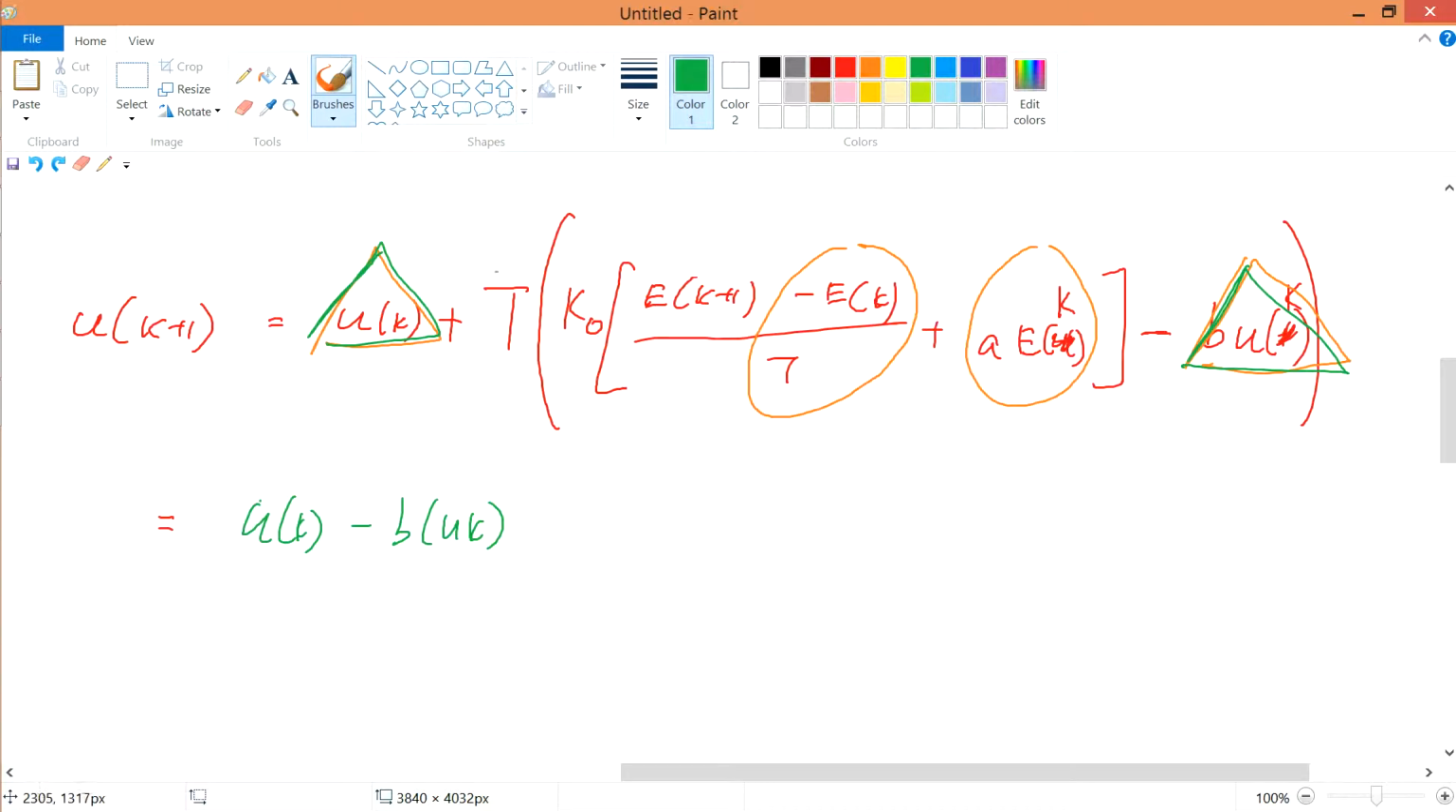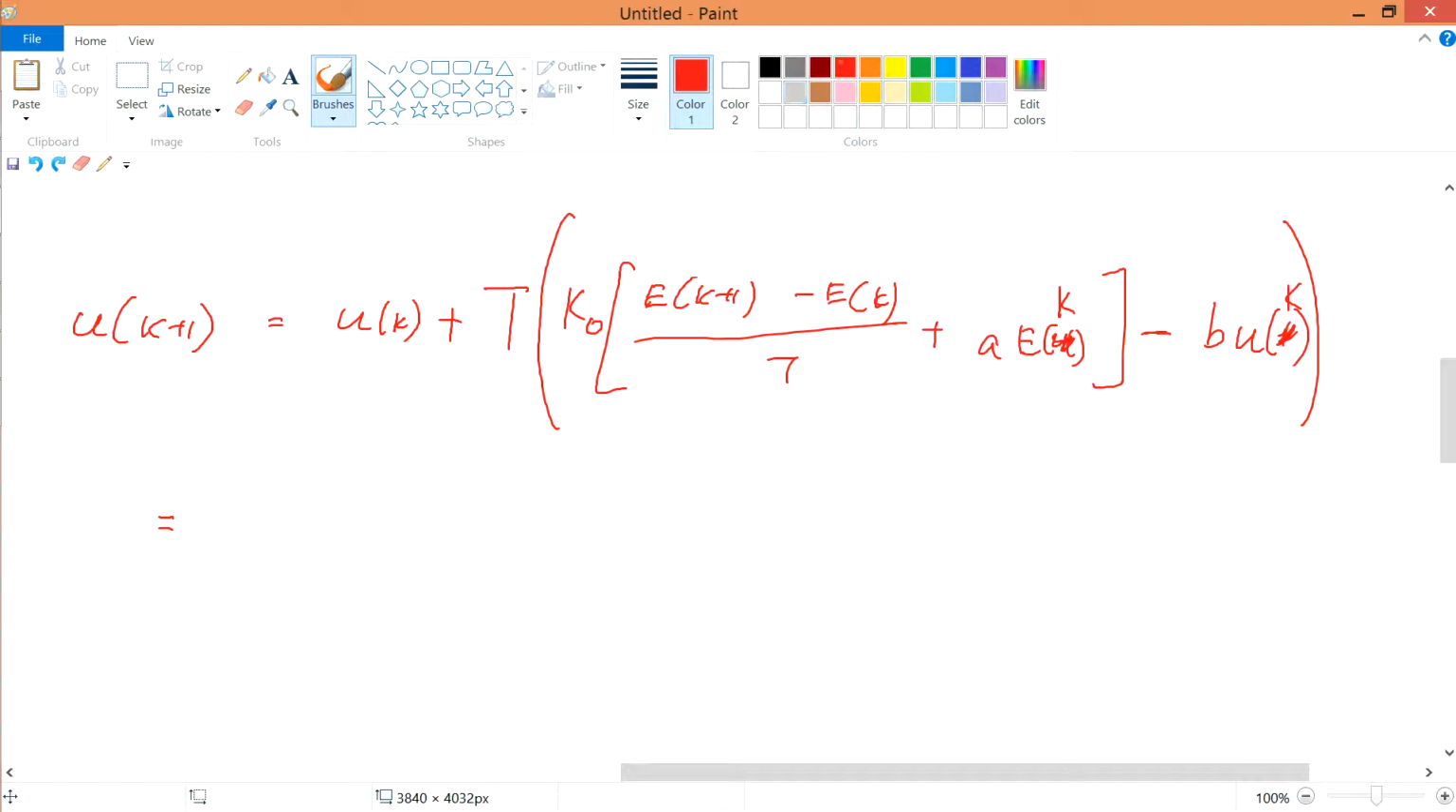Not forgetting that this t will be multiplied in, so it's t b u k. I'll expand first, then you'll know what I mean. I think this is a bit confusing for you. So u k plus, I'm just multiplying t into this whole stuff. What I have is I multiply t into all these terms.